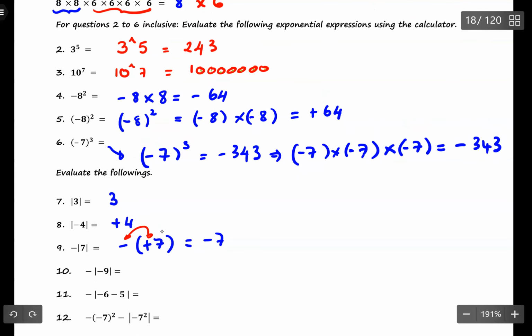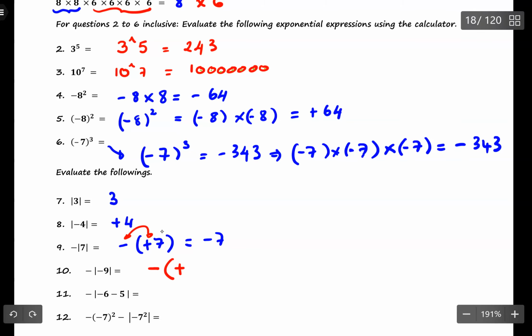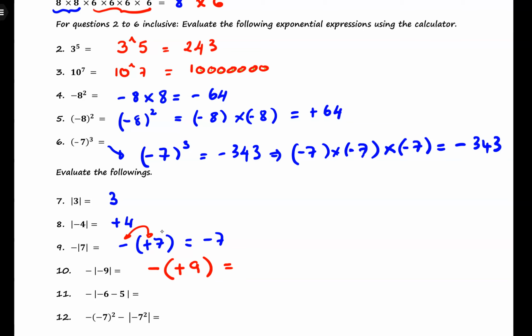Be careful with number 10. Number 10 is I have negative. Okay, now first of all, I am going to turn this into a normal bracket first. Take the absolute value away. Turn that into a positive number 9. Now you have negative, and positive should give you a negative 9 as the answer.